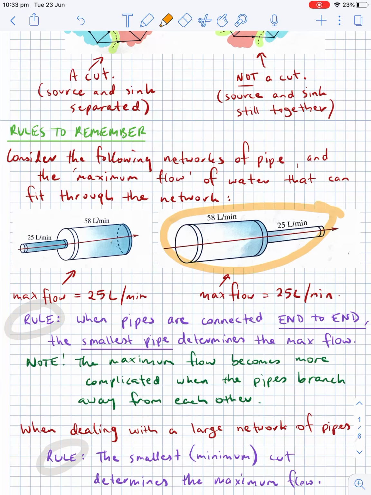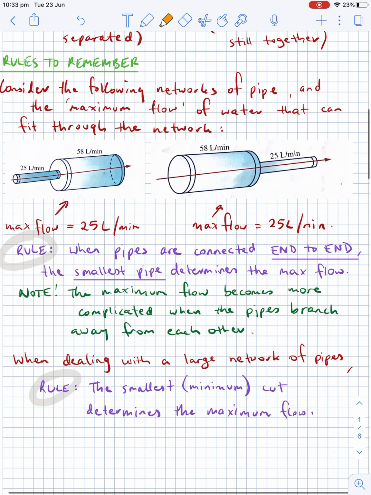With this one here, even though it starts off with a big pipe and it ends with a smaller pipe, again, this smaller pipe determines the maximum you can fit through the whole thing. So again, this is only going to be 25 litres per minute. So the rule is that when pipes are connected end to end, the smallest pipe determines the maximum flow.